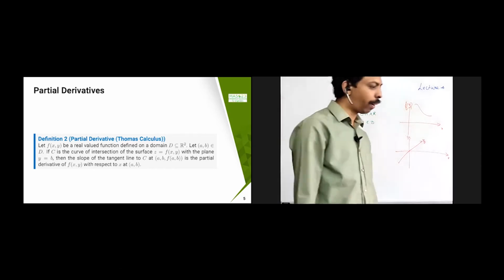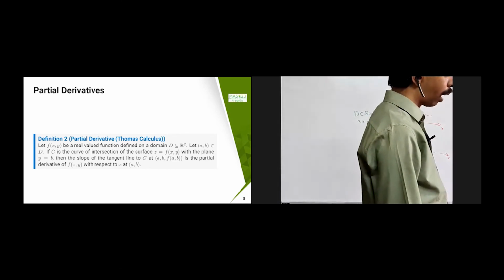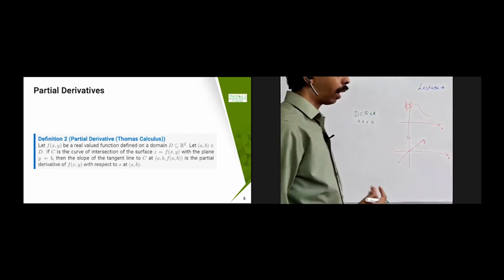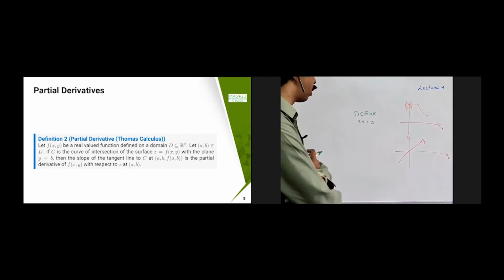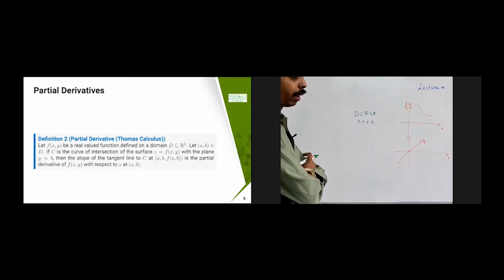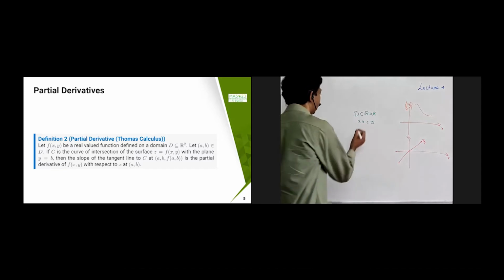Now I'm going to find the partial derivative with respect to one of the variables. Suppose I want to find a partial derivative. First, take a comma b belonging to D. For this, I want to find that.